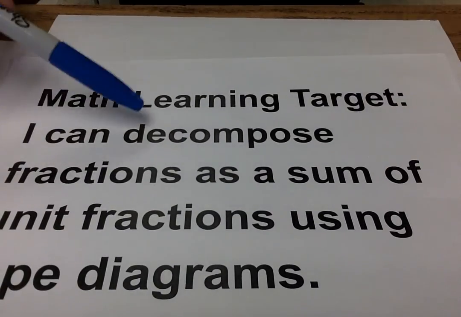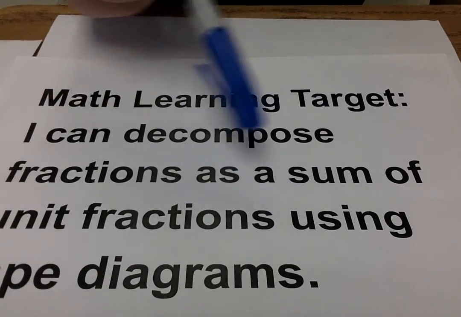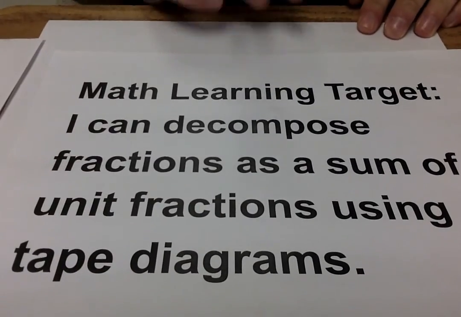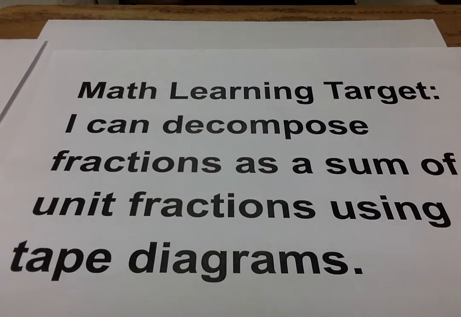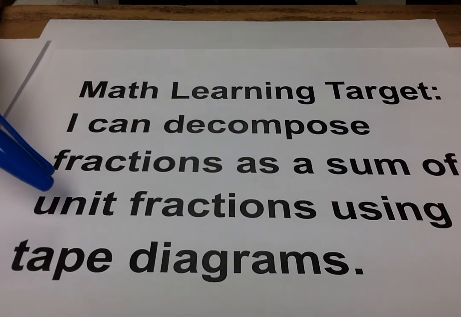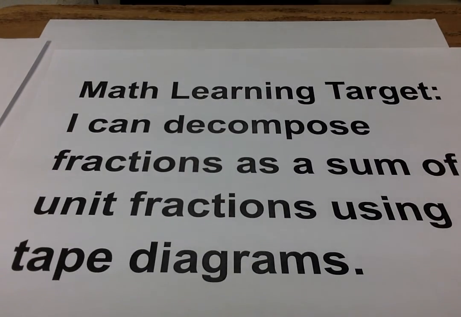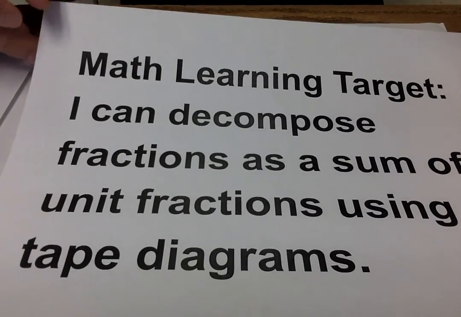Alright, C4, so our math learning target for the day is: I can decompose fractions as a sum of unit fractions using tape diagrams. So our key words there are decompose, which means to break apart our fractions into a sum of unit fractions, and that's going to be our two really key words today. We're going to be talking about what is a unit fraction, and then we're going to be using tape diagrams, but we can also use other strategies like the number bond and addition sentences. So we're going to use those three strategies to solve and meet our learning target for the day.